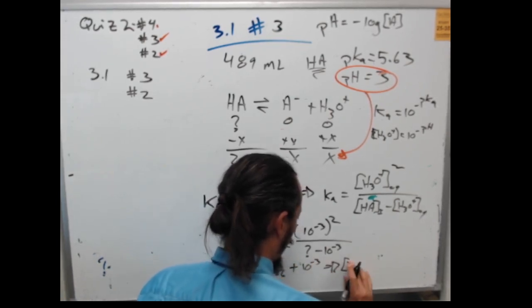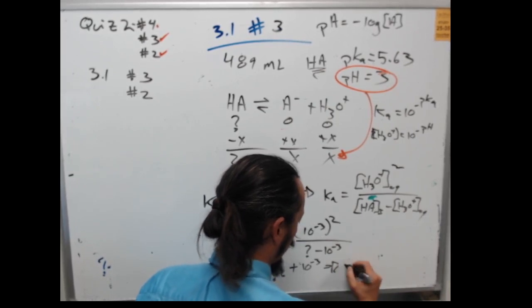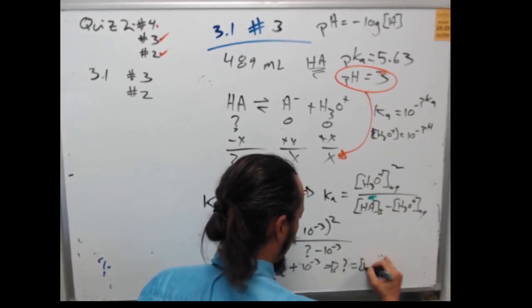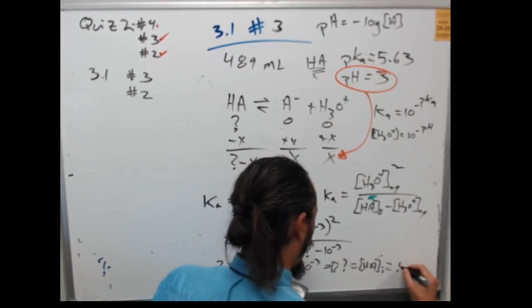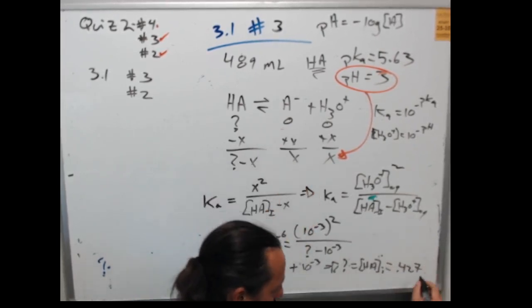question mark, which is my initial concentration of acid, is equal to 0.427 molarity.